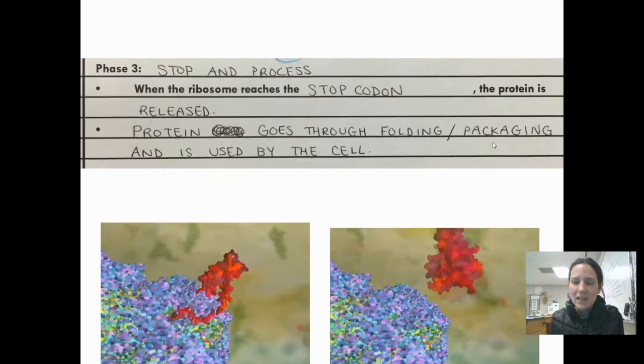The last phase is to stop and process that RNA. We reach something else called a stop codon. The stop codon could be a couple different ways of telling this ribosome, nope, you're done, and then the protein is released. The protein goes through some folding and some packaging, a little bit of just fancying it up, making sure that it's ready, and then we can use that protein in the cell.